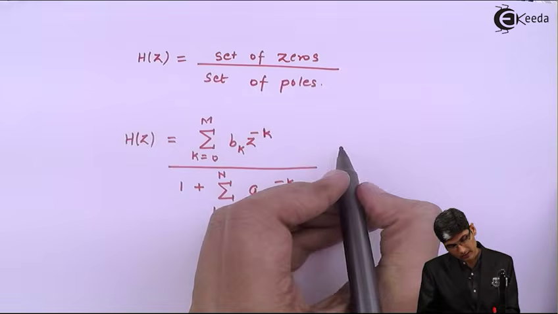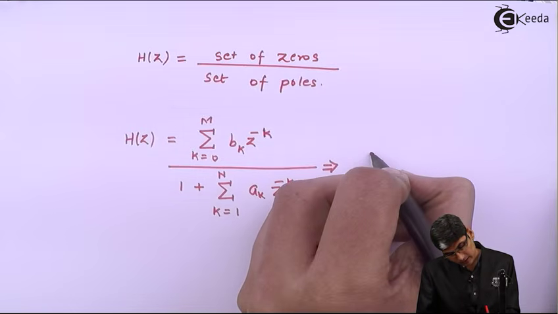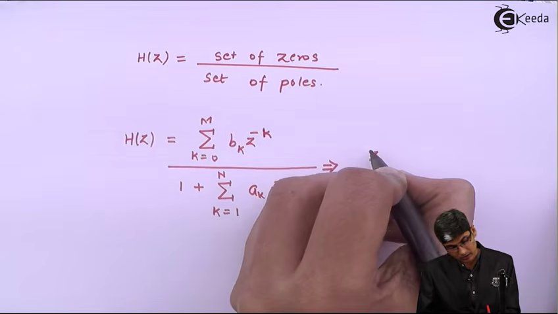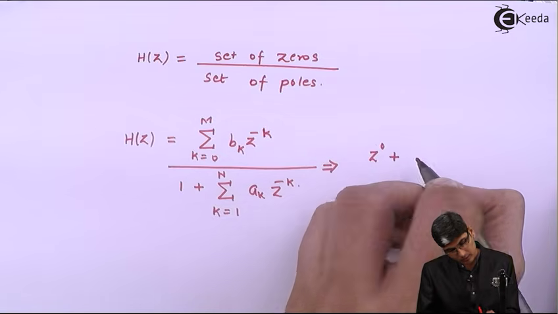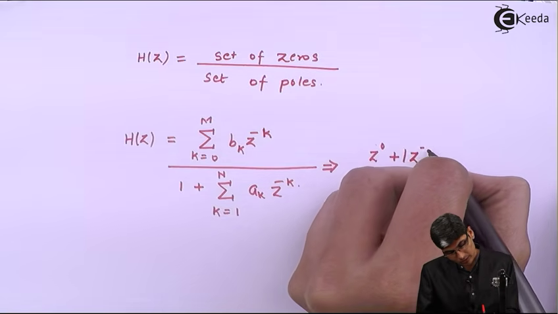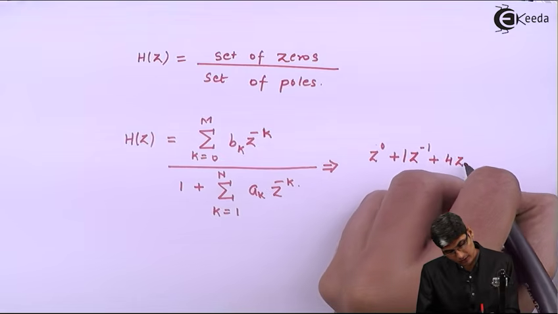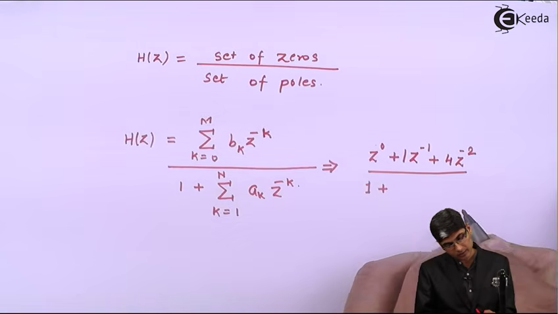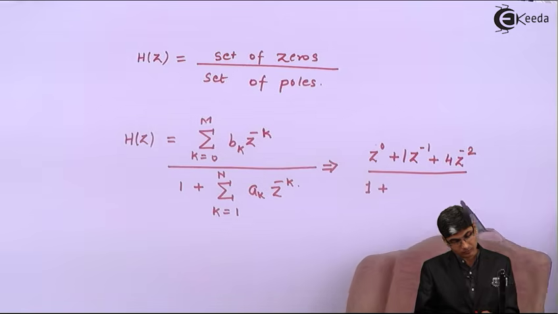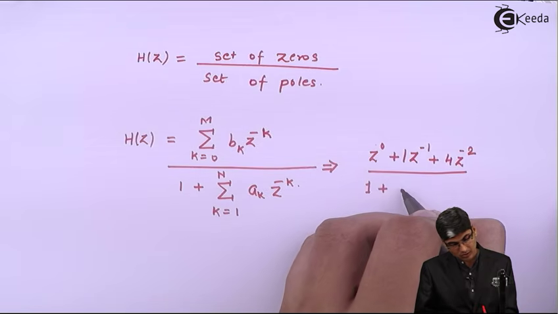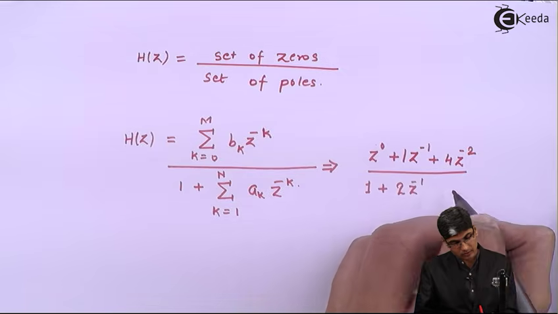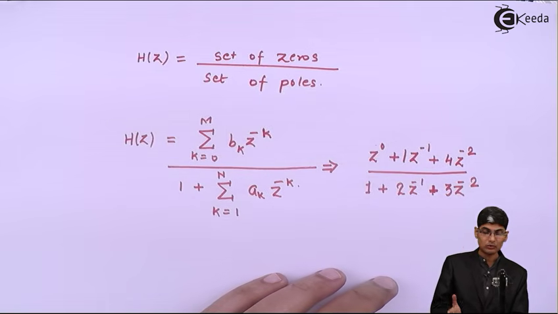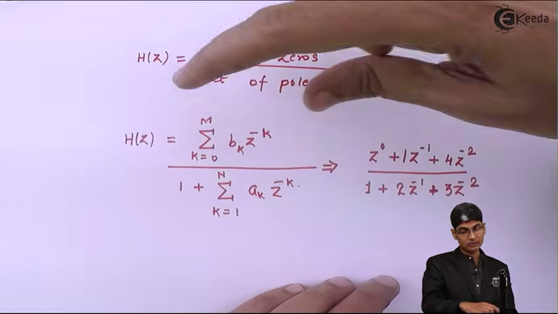For example, we can write like this. Let's say we are writing in terms of negative indexes of z. So let's say z raised to 0 plus 1 z raised to minus 1 plus 4 z raised to minus 2, divided by 1 plus, let's say, 2 z inverse plus 3 z raised to minus 2, just random numbers to give you a realization of how this summation stands.